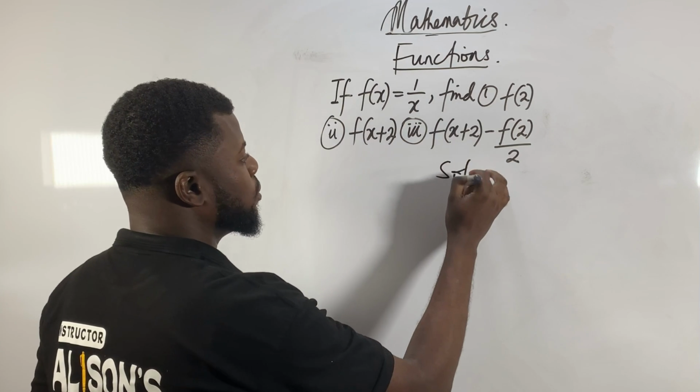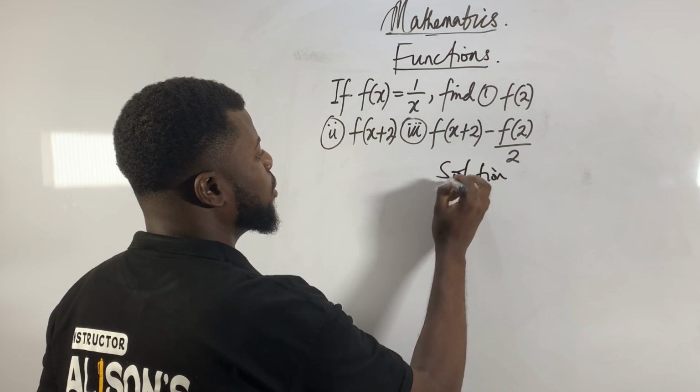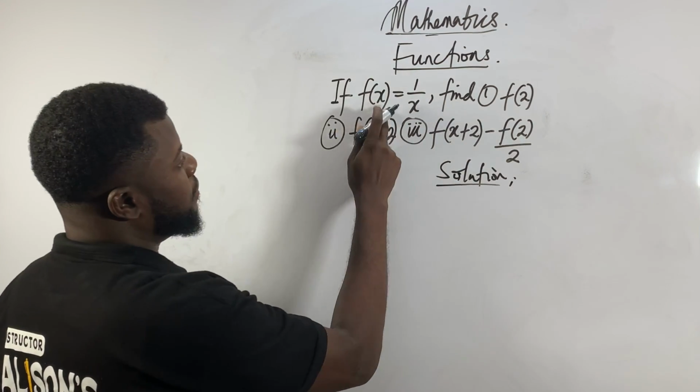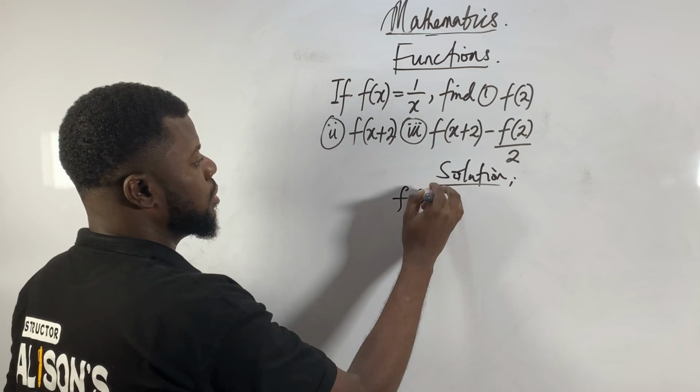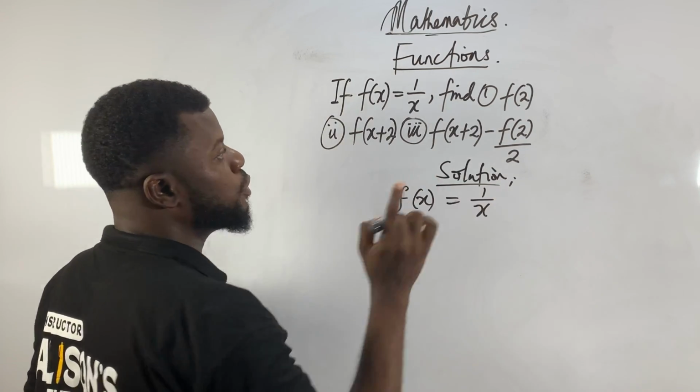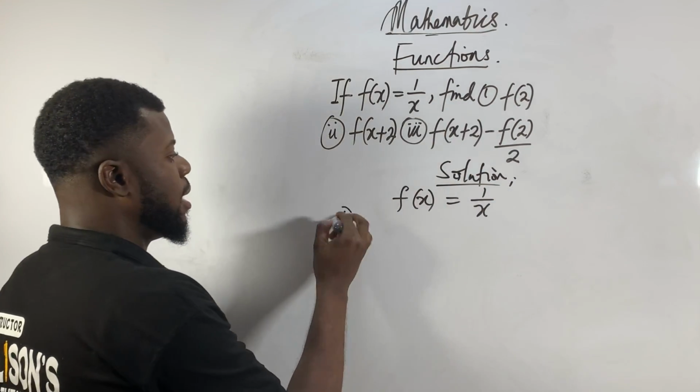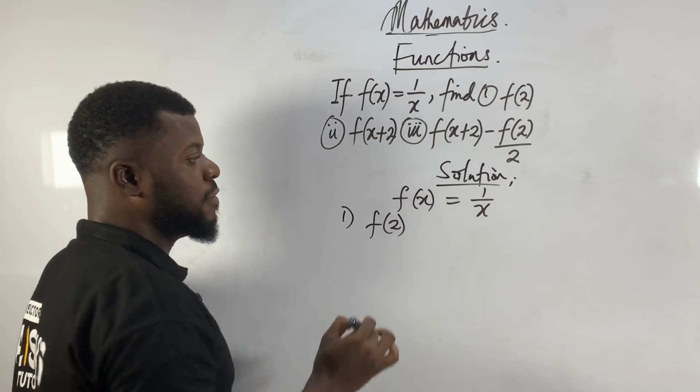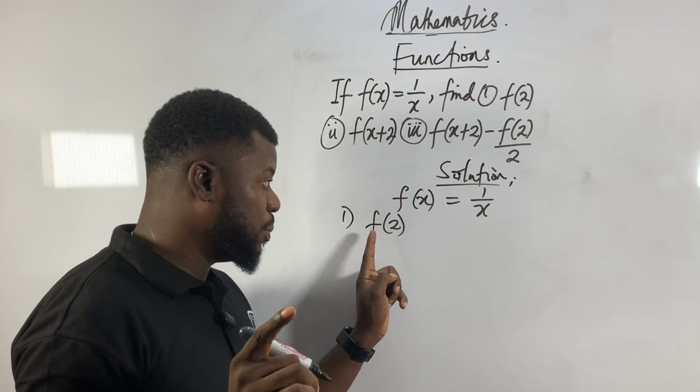So look, we solve this question. This question come on that function. How I want to take solve. They say if f of x equal to 1 over x, make you find I, f of 2. If you want to get I, will be f of 2.